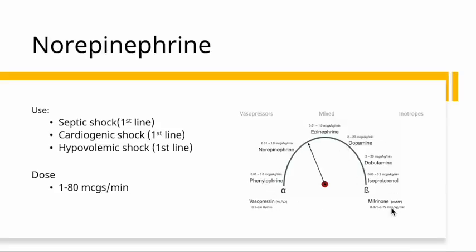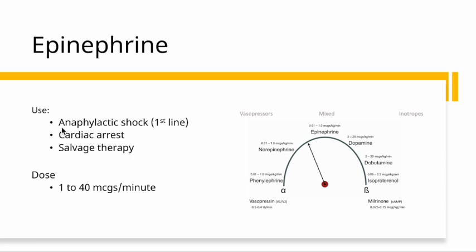Okay, so let's go through each of these individual pressors and just talk about some clinical uses. We've already talked about norepinephrine. Norepinephrine is really a workhorse of the medical ICU. It's the first line in septic shock, and it's the first line in cardiogenic shock with low blood pressure. It's also the first line in hypovolemic shock. So when in doubt, start norepinephrine.